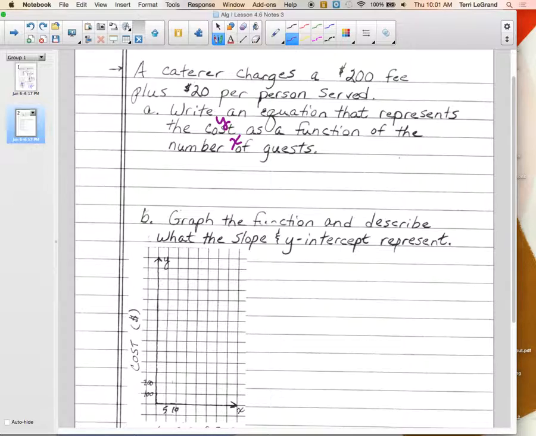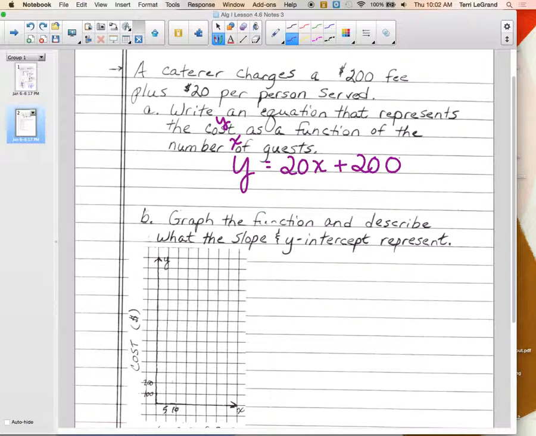Blake? y equals 20x plus 200. Okay, how many of you agree with Blake that that would be a good equation for this? Okay, some people. So, just because I wrote it down, that means it's right? Or you're going to agree because you think it is right? So, the slope of this one is what? 20.